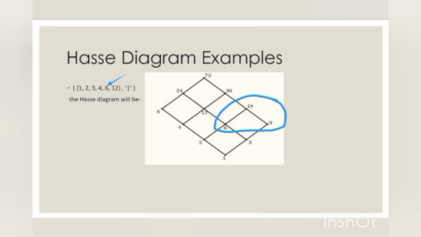And in a similar way, 8 is dividing 24, 24 is dividing 72. And in this way we can draw this diagram.